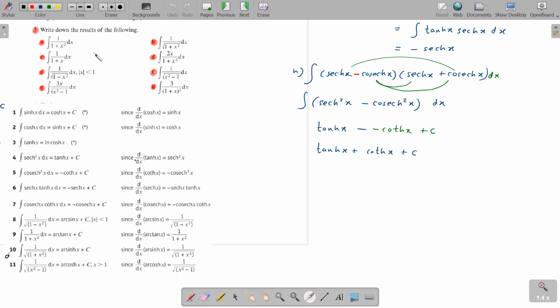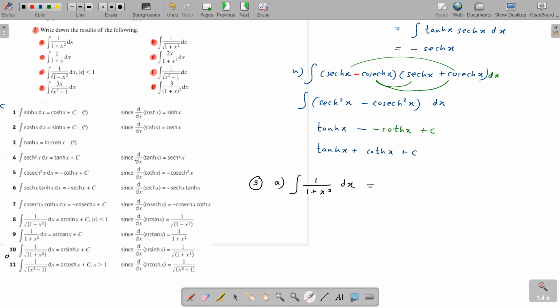Write down the results of the following. Okay, so third one, part A. We are doing these questions so that you will be familiar with the integration process. Part A, integration of 1 over 1 plus x square. What happens when you integrate 1 over 1 plus x square? First, go through your rules. Do we have it? Which rule number? Rule number 9.